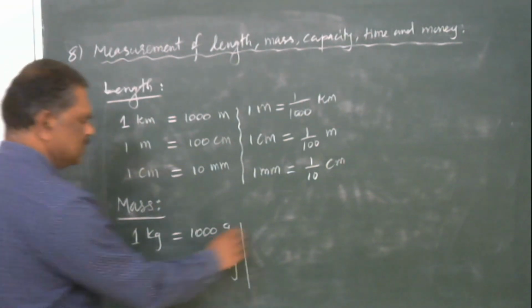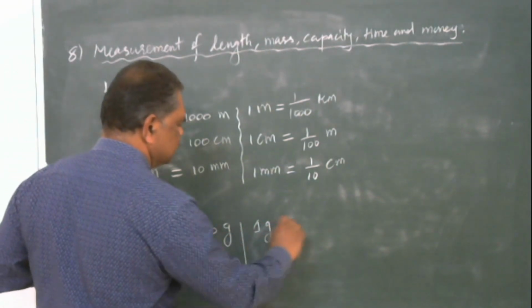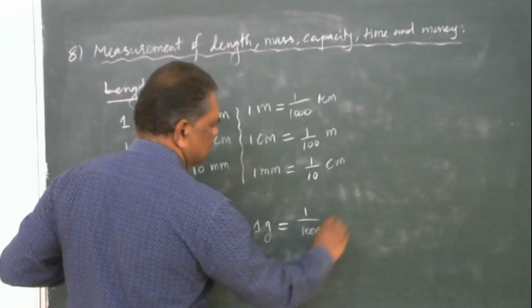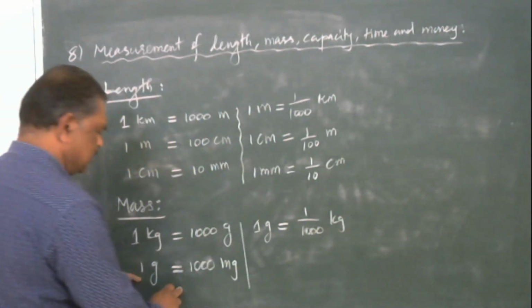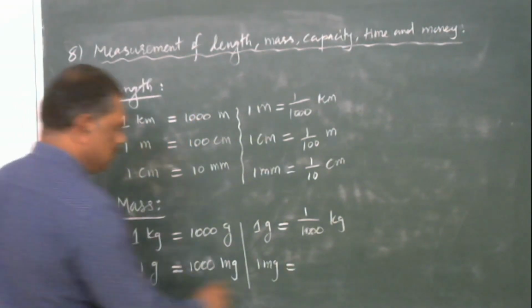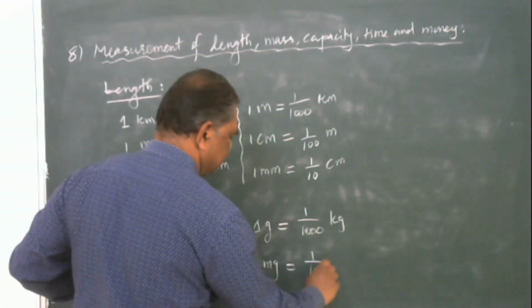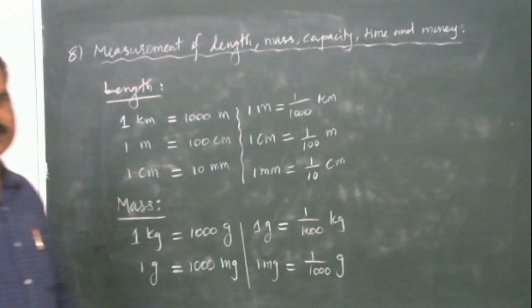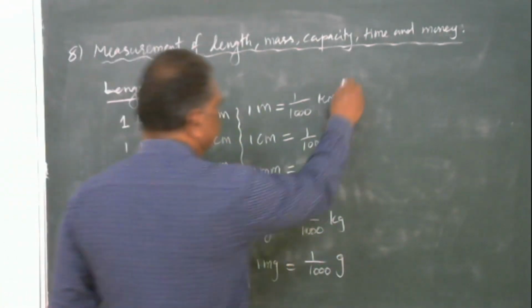Reverse process. 1 gram is equal to 1,000th of a kg, 1 by 1000 kg. And 1 milligram is equal to 1,000th of a gram. Okay, just 2 things.